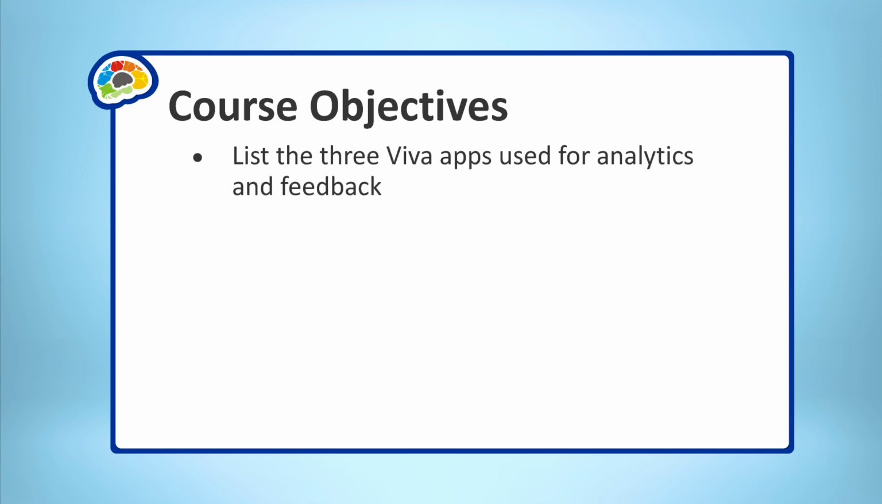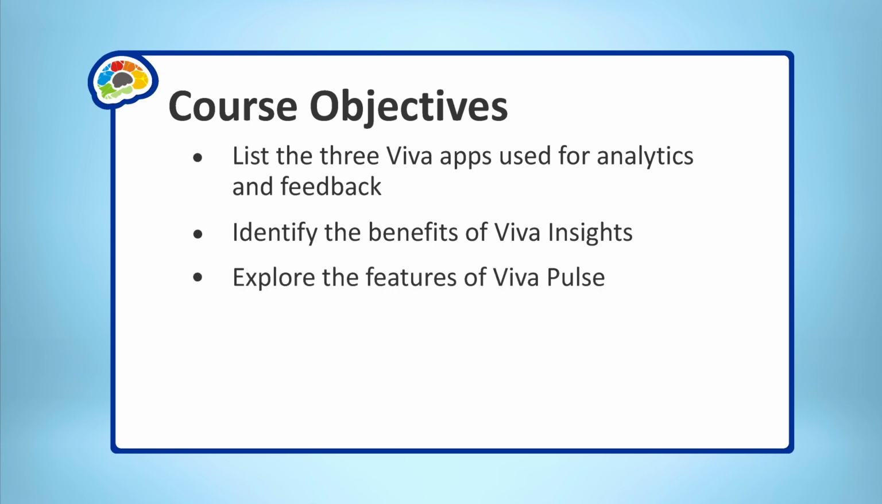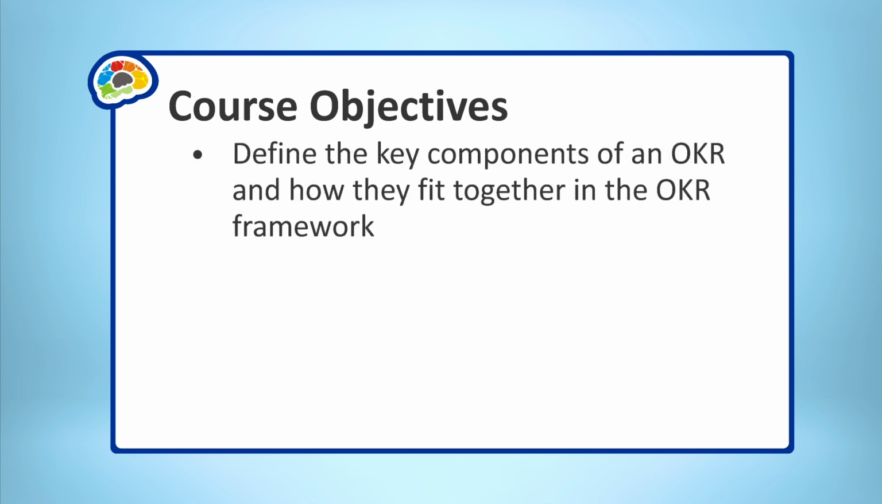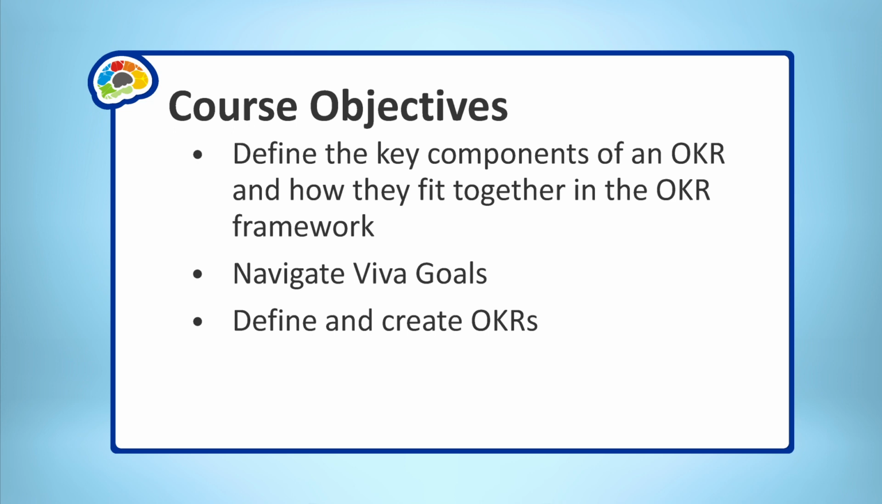From there, we will review the Viva apps used for analytics and feedback. We will look at the benefits of Viva Insights, the features of Viva Pulse, and review how Viva Glint integrates with Insights and Pulse. We will define the key components of an OKR and discuss how they fit together in an OKR framework. We will navigate Viva Goals and define and create OKRs.